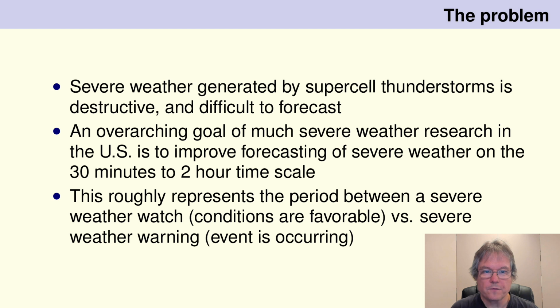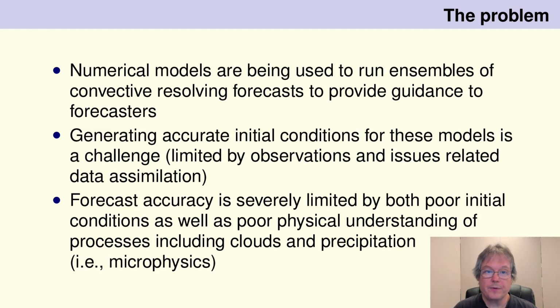And in the United States, we're focusing hard on the window between 30 minutes and 2 hours, getting that forecast improved, which is approximately between the watch and warning being issued in the United States. So the way this is being done is with numerical models, and we're doing ensembles now at convection resolving resolution. This gives us a suite of results that we can then do statistical analysis on.